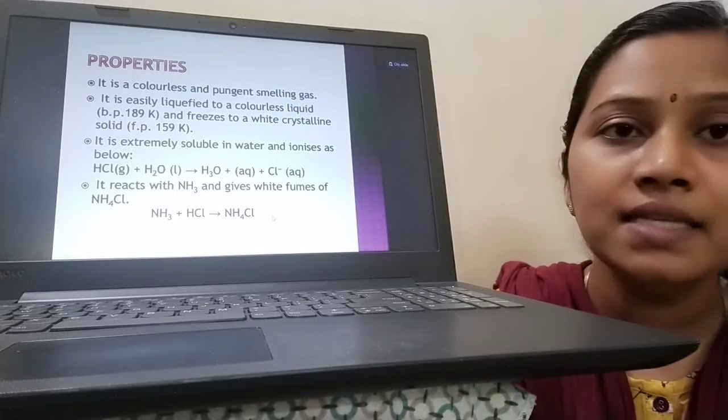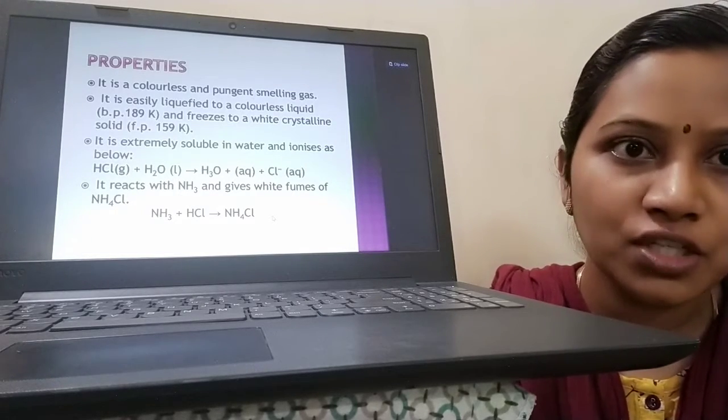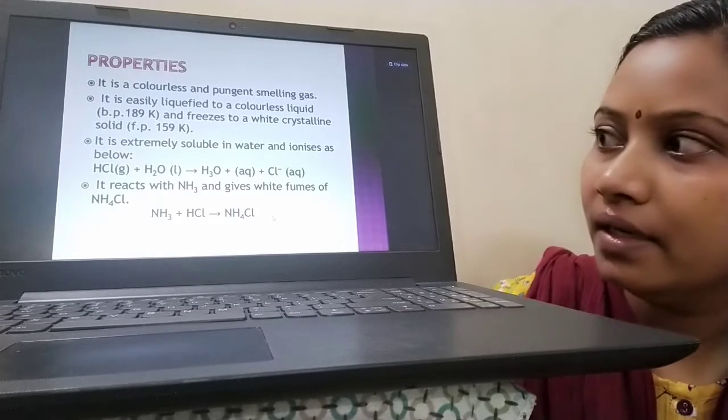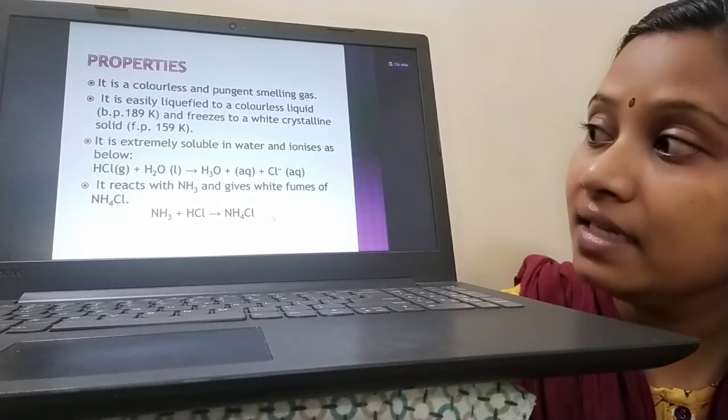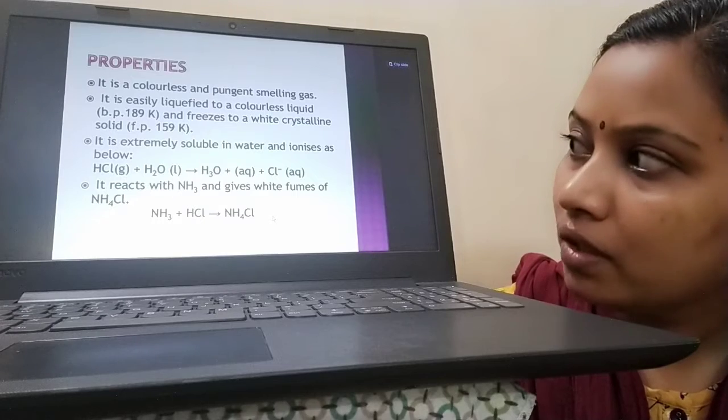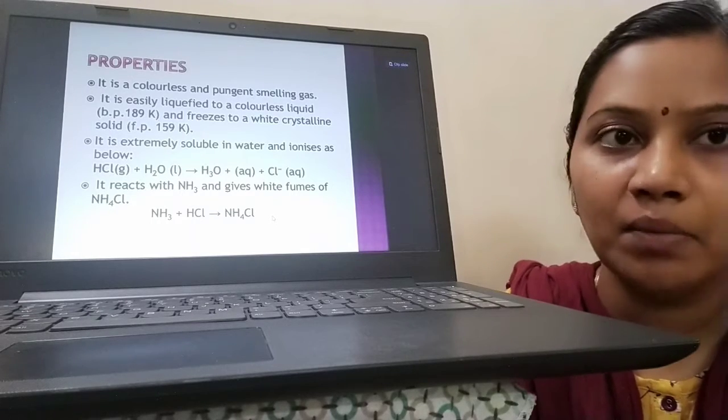Now it has the ability to dissolve because of hydrogen bonding. It is soluble in water. It ionizes like this: HCl, when dissolved in water, gives H3O+ and Cl-.